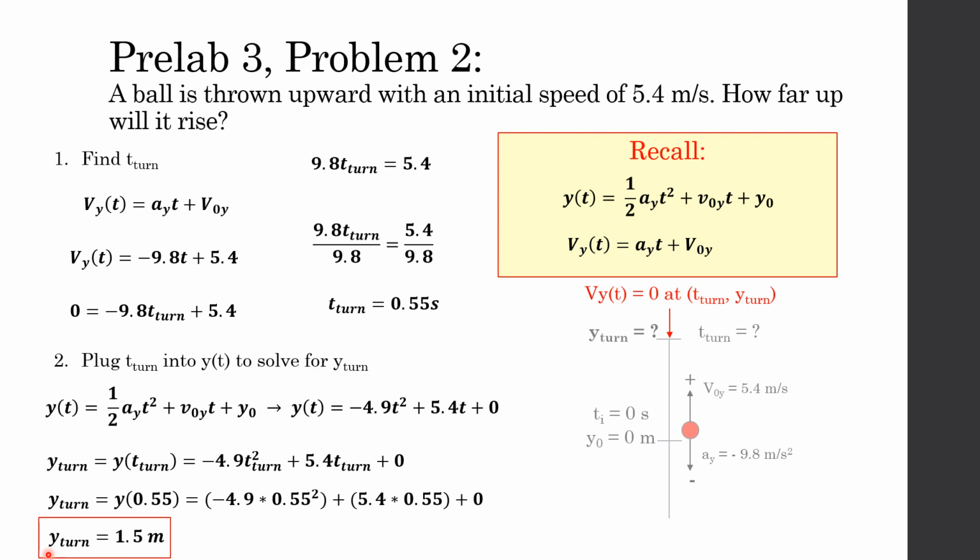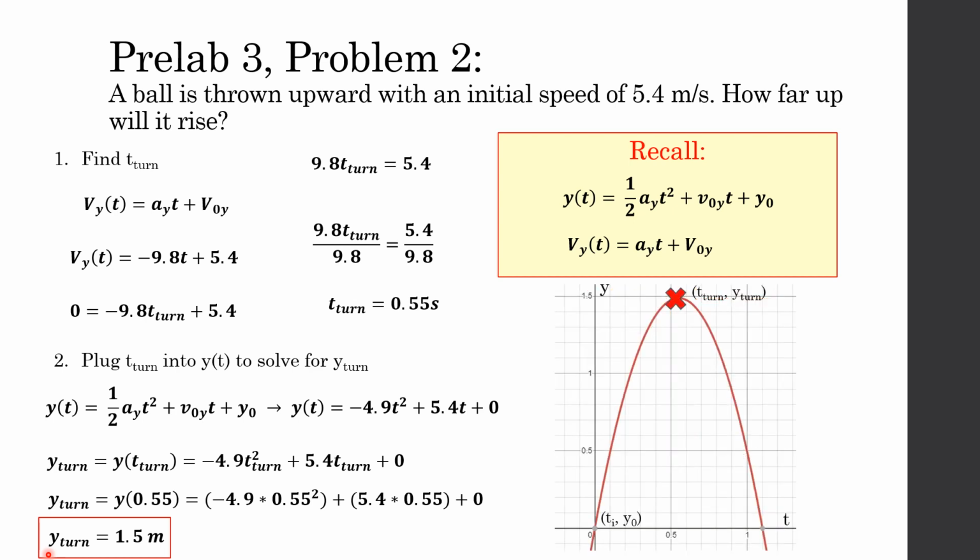meters. And then if you want to see what this would look like on the graphing calculator, you can see here, this is 0, 0, so this is our starting time and our starting position. And up here at the turn, so the maximum displacement, the highest that it goes, that's right here. And that point is t turn, comma y turn. Okay, and y turn was what we were solving for here. And you can see that it's about at 1.5.